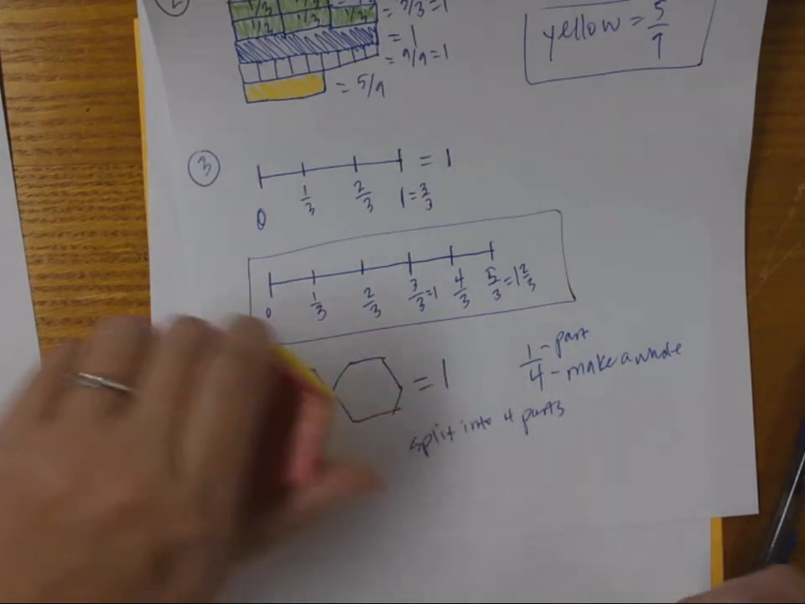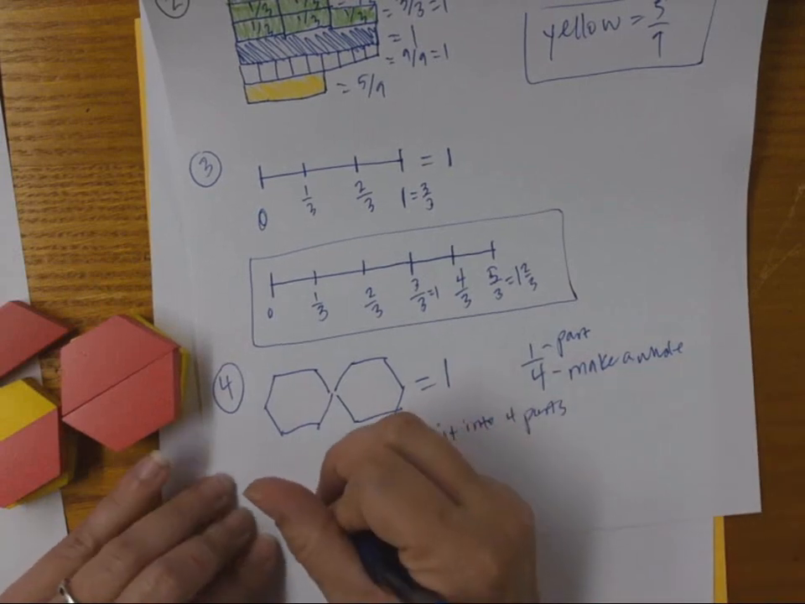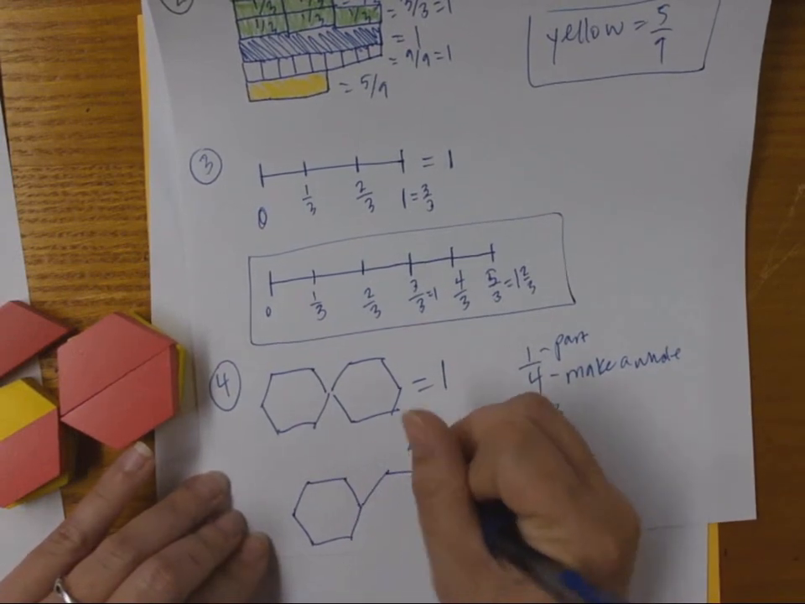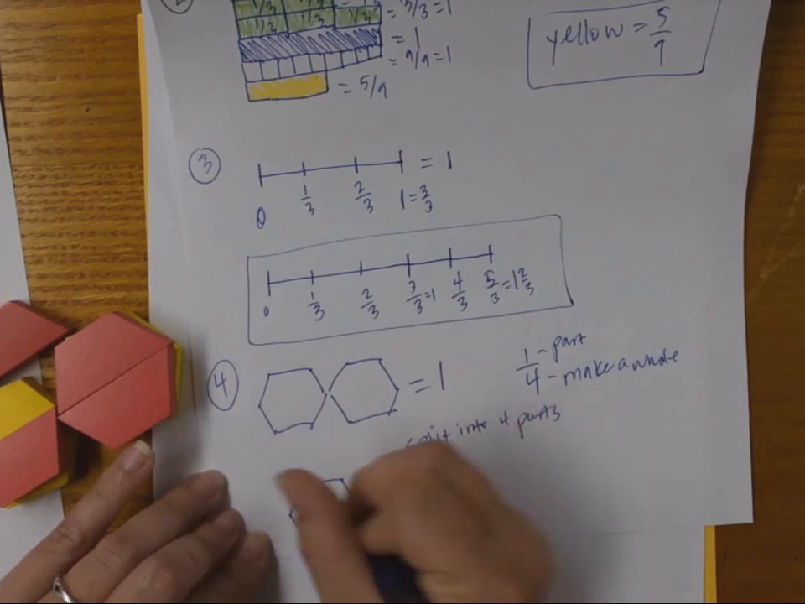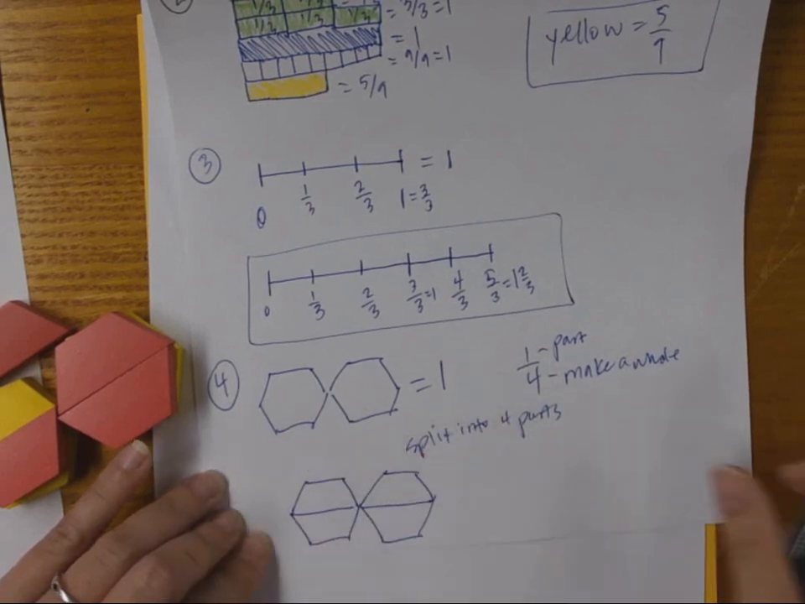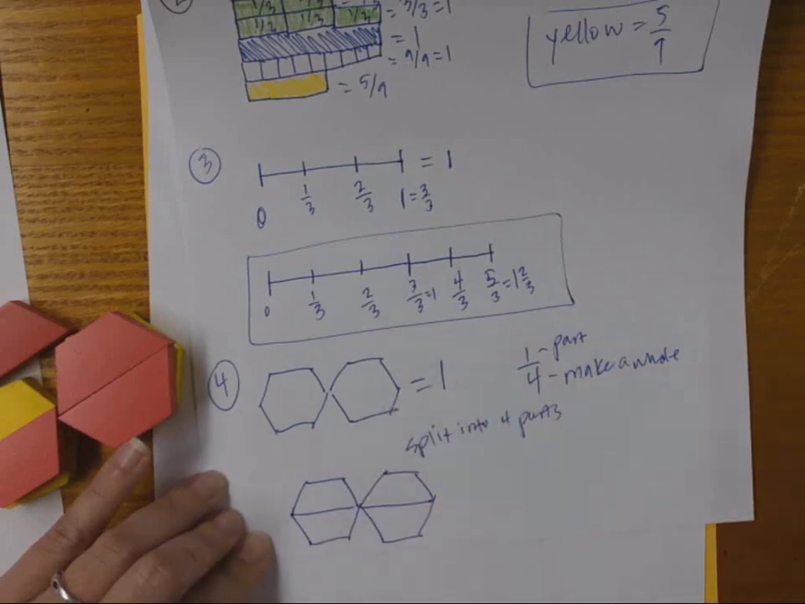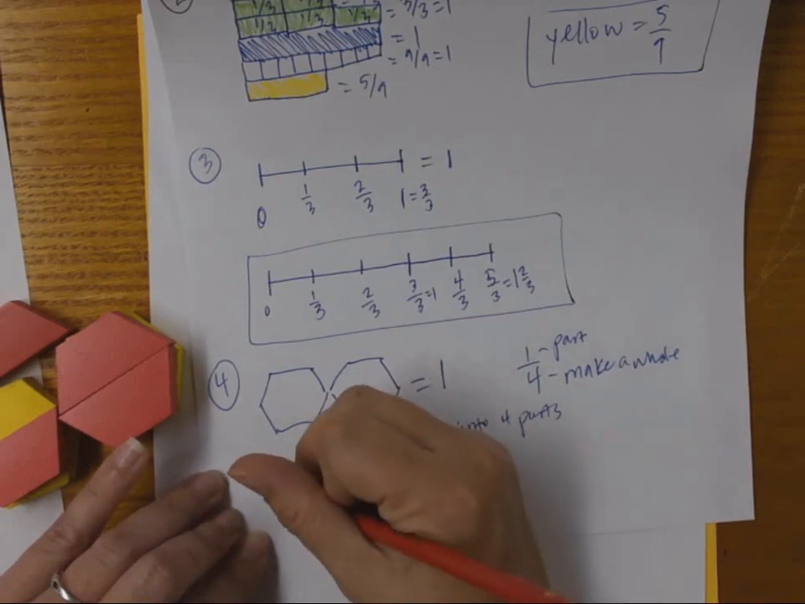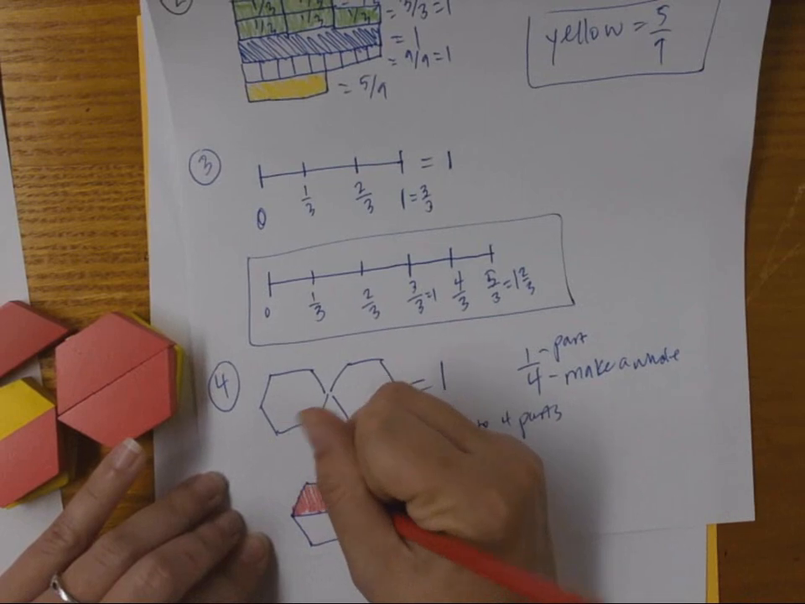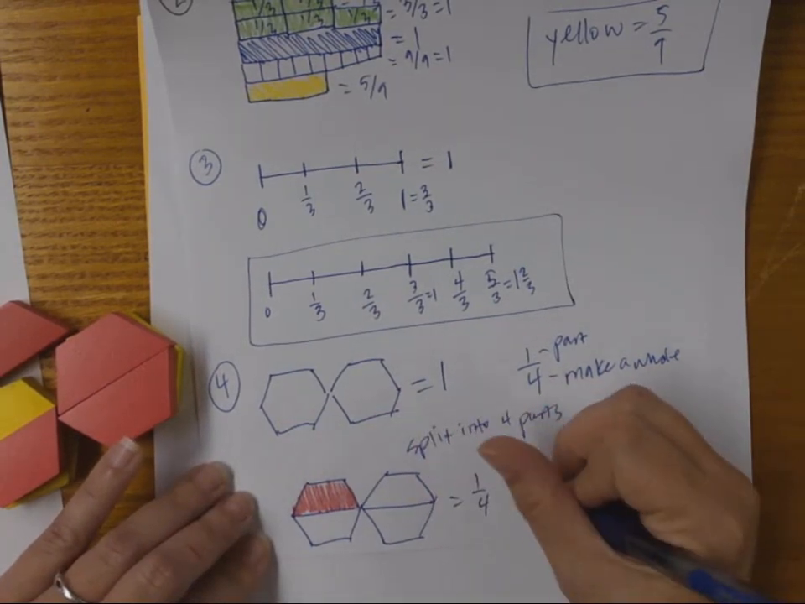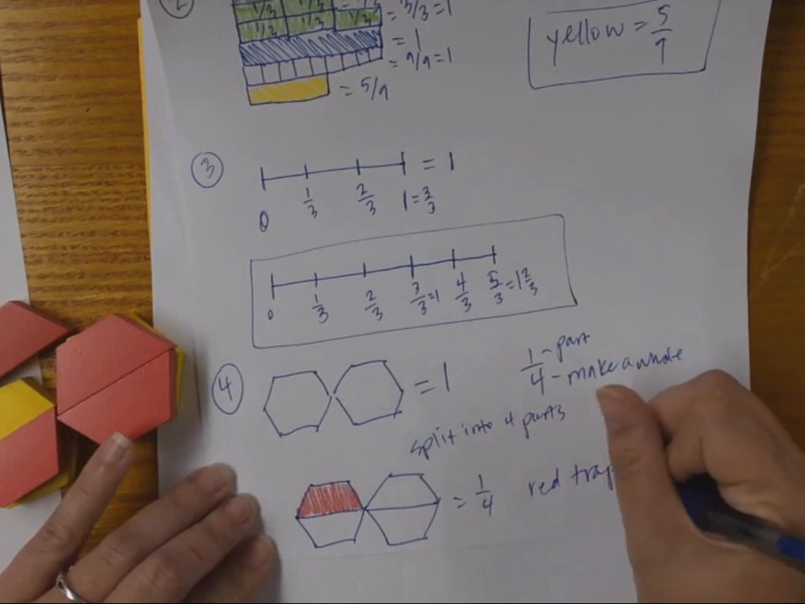Okay, so if you were going to draw 1/4, you would redraw your whole, split it into 4 parts, and shade in one of them. So I'm going to shade in one of them. I'm going to use red to show that it's the red trapezoid. So that's 1/4. And the answer is the red trapezoid.